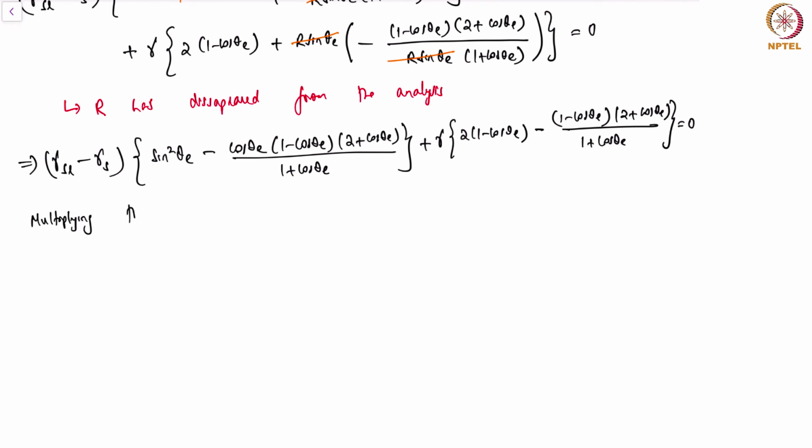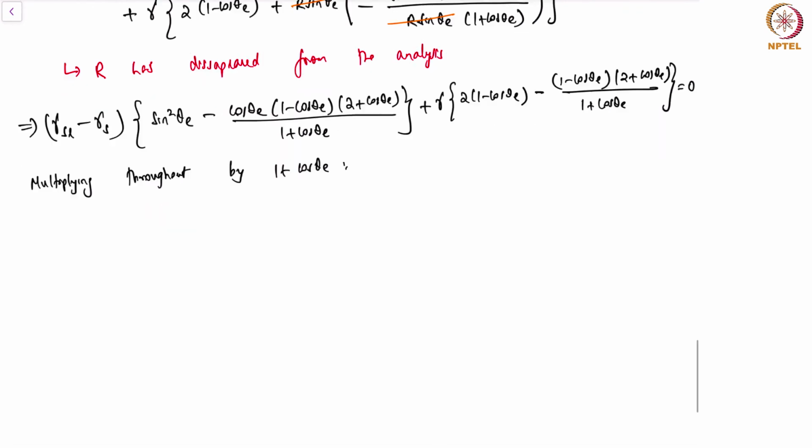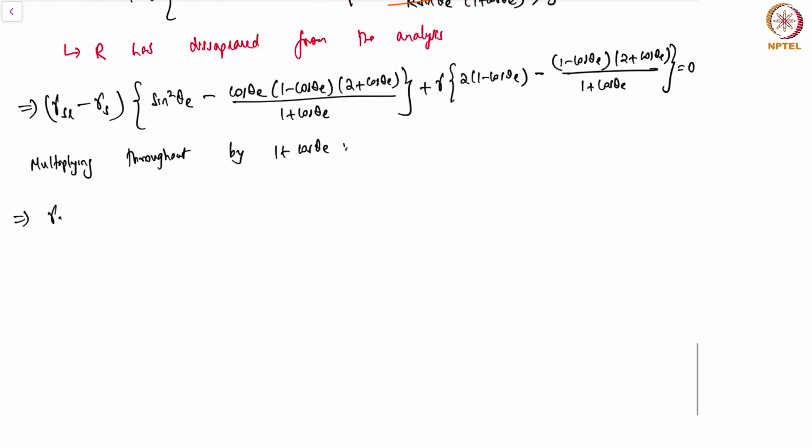Multiplying throughout by 1 plus cos theta e, what we now have is gamma SL minus gamma S times 1 plus cos theta e times sine square theta e. So that is sine square theta e plus sine square theta e times cos theta e. That's the first two terms that we have here.